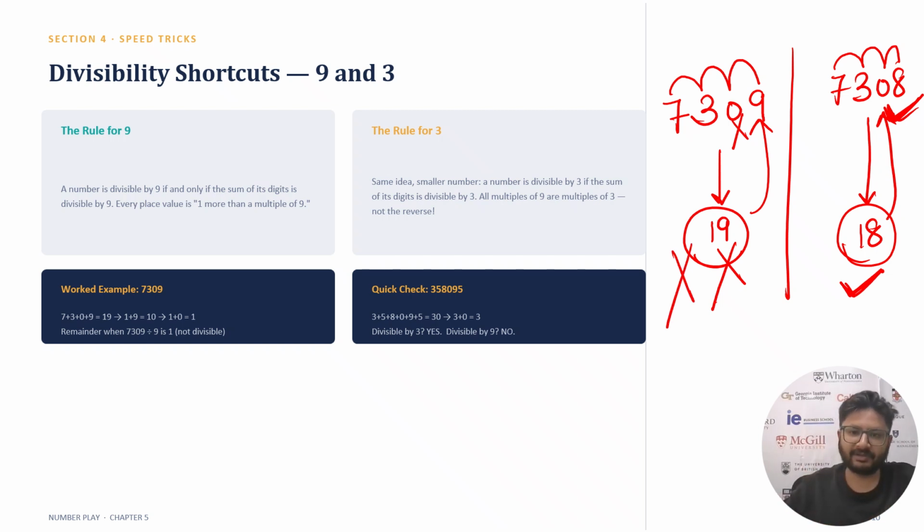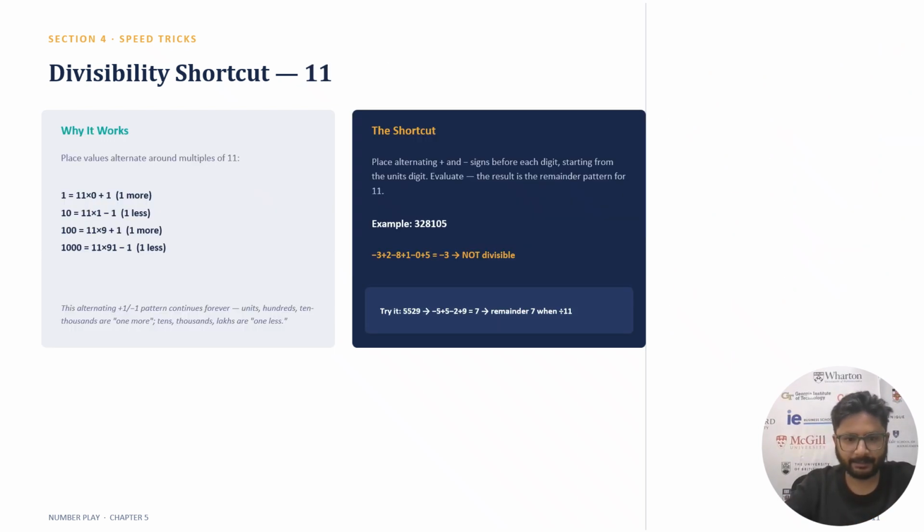So this is not divisible by 3, but this is divisible by 3. So 7308 is divisible by both 3 and 9. 7309 is not divisible by 3 and 9.